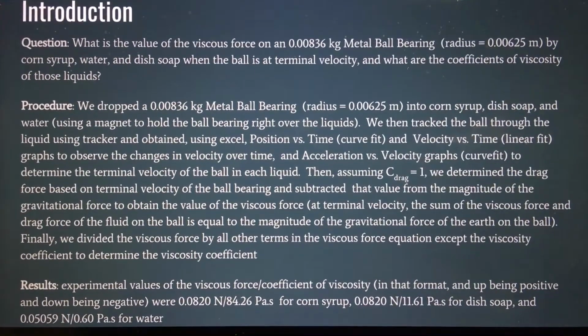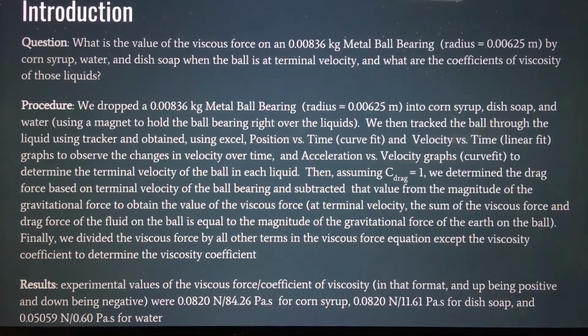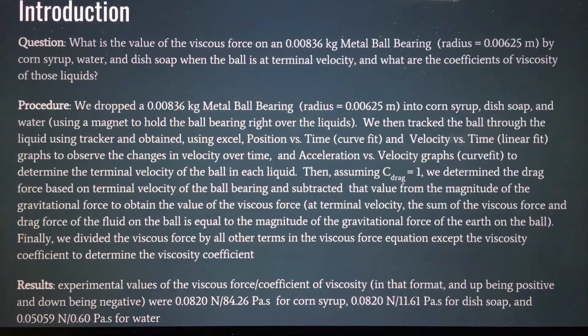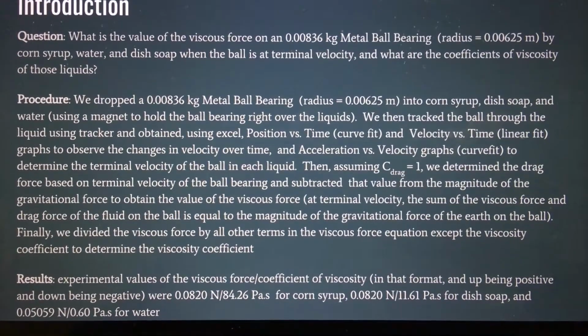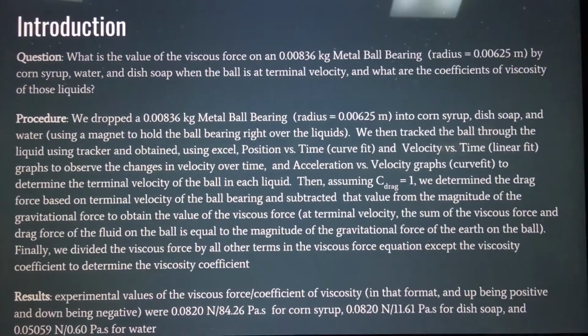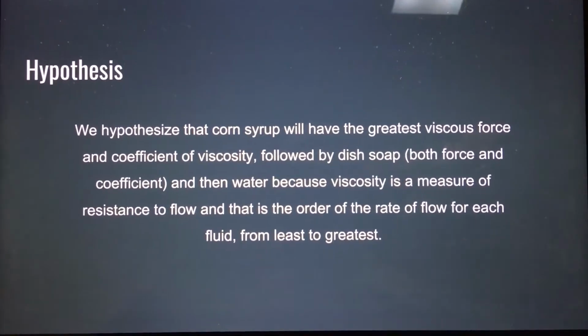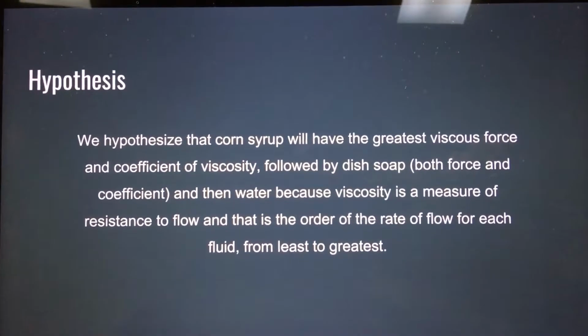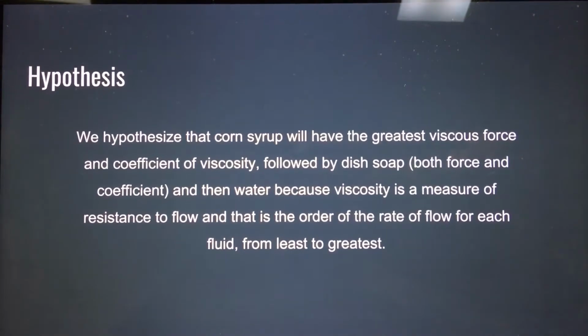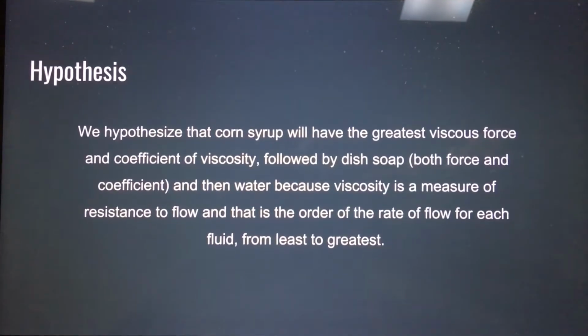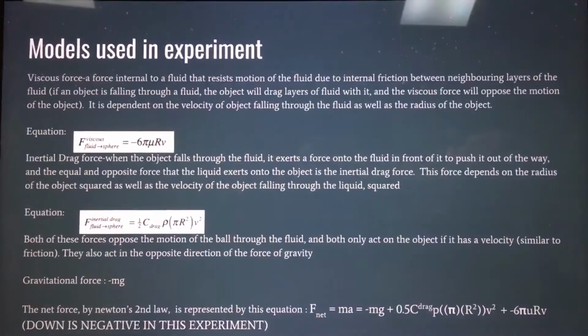And for our coefficients of viscosity, our values were 84.26 pascal seconds, 11.61 pascal seconds, and 0.60 pascal seconds for corn syrup, dish soap, and water respectively. We hypothesized that corn syrup will have the greatest viscous force and coefficient of viscosity, followed by dish soap and then water, because viscosity is a measure of resistance to flow, and that is the order of the rate of flow for each fluid, from least to greatest.